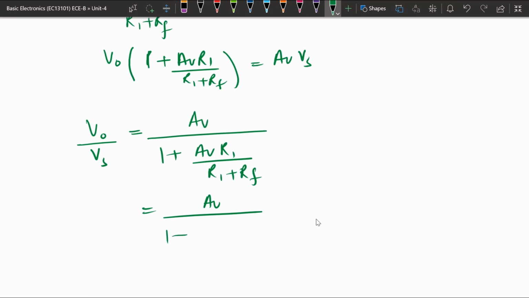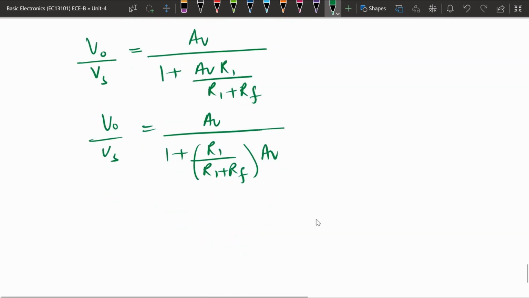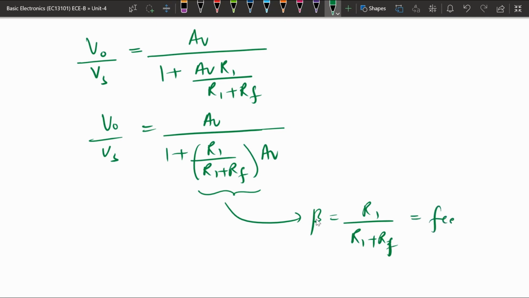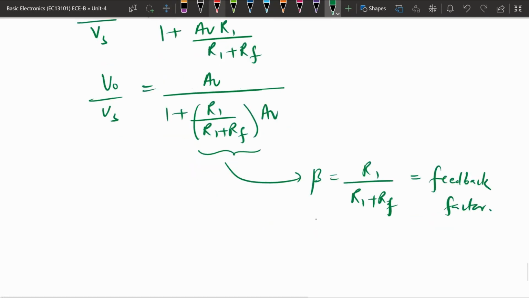AV divided by 1 plus R1 by R1 plus Rf multiplied by AV. So here this R1 divided by R1 plus Rf is considered as the feedback factor. So this is considered as beta is equal to R1 divided by R1 plus Rf, the feedback factor. So this is coming out in case of exact analysis.